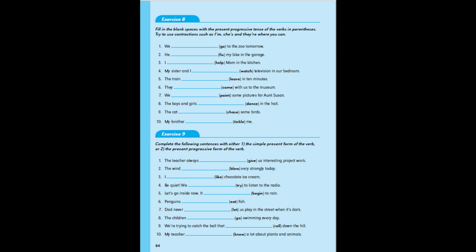The next one: complete the following sentences with either the simple present form of the verb or the present progressive form of the verb. Now you have to be very careful here. You have to think about what form of the verb fits the entire sentence. The teacher always dash give, the verb that has been given to us, interesting project work. The teacher always. Now which one are you going to use? The options are present progressive or simple present, so you have to choose which one. What is the time this conversation is taking place, and what information are you trying to convey by using these forms of the verb? Make sure of that.